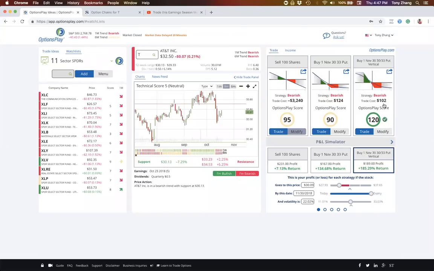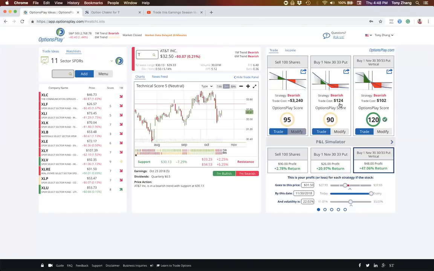And let's actually see how that affects the strategy. AT&T is at 32.5. I said that conservatively, I think it can go to 31.5. So let's say I think it's going to go to 31.5. How do these strategies perform? If I had shorted the stock, I make roughly 3%. If I bought the put option, I make a 20% return. If I bought this put spread, I make a 47% return. So more than double what I make just by buying the outright put.